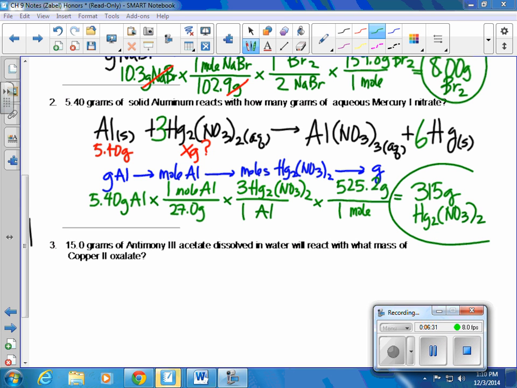All right, so good luck with this. The next one is kind of a doozy to balance, but after that it's as straightforward as these last 2 that I have given you.